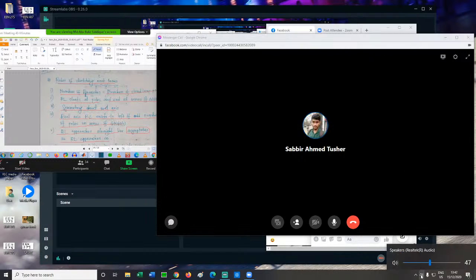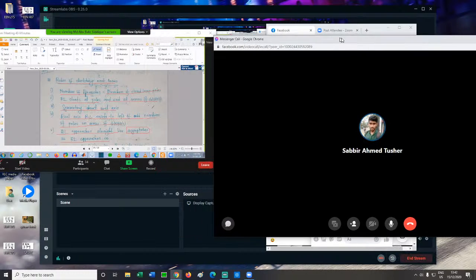Symmetry about real axis, root locus exists to the left of odd number of poles and zeros, and root locus starts at poles, ends at zeros.